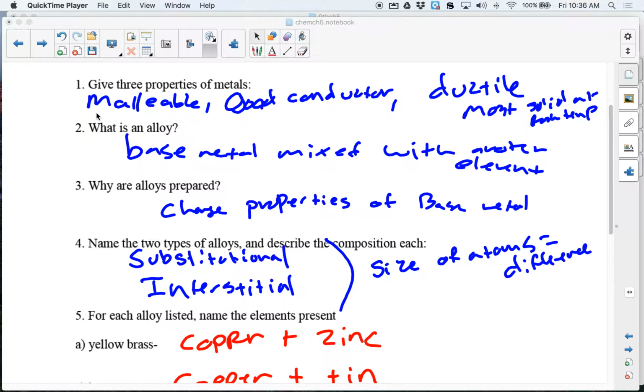So, on the test on Monday, there may be pictures that show atoms either interspersed in between other atoms or substituting other atoms, and you will have to list whether that is a substitutional or an interstitial alloy. So make sure you know those.